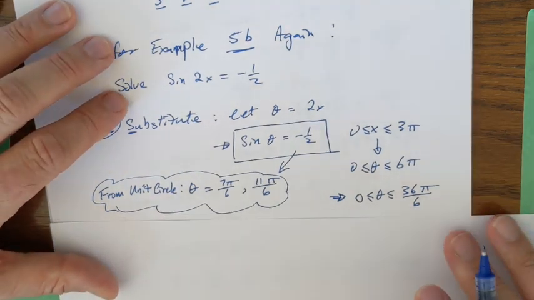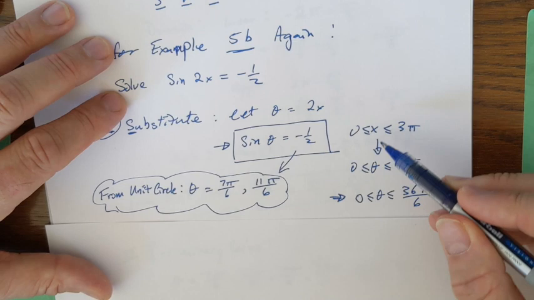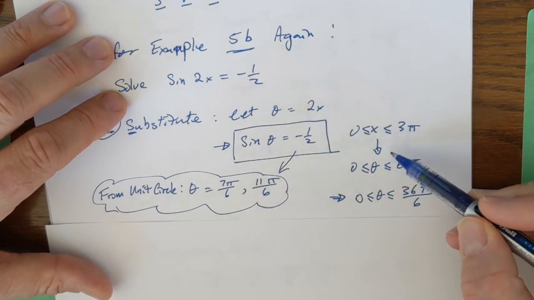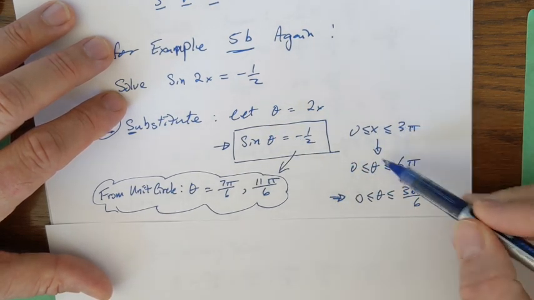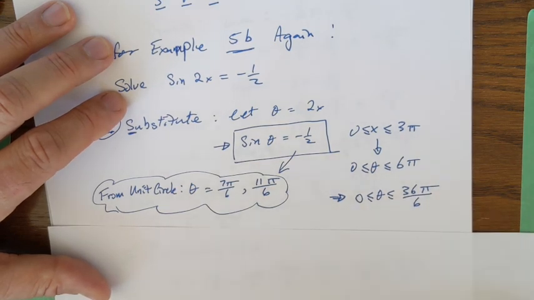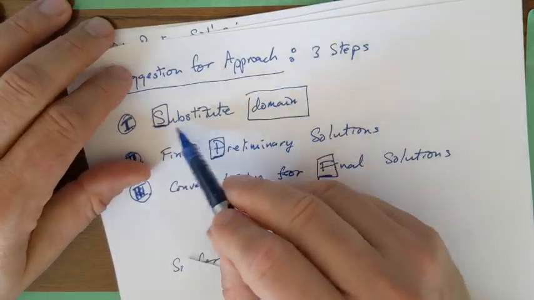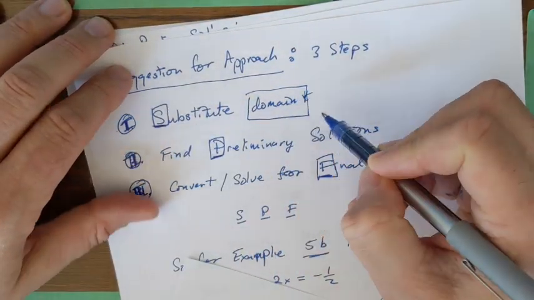adjust your domain, right? So if x is between 0 and 3 pi, which was given, then you know that your theta is between, because theta is 2x, you have to multiply by 2. So the theta is between 0 and 36 pi over 6. Okay, so that's step number 1. So step number 1 is I substituted, but I'm attending to the domain.